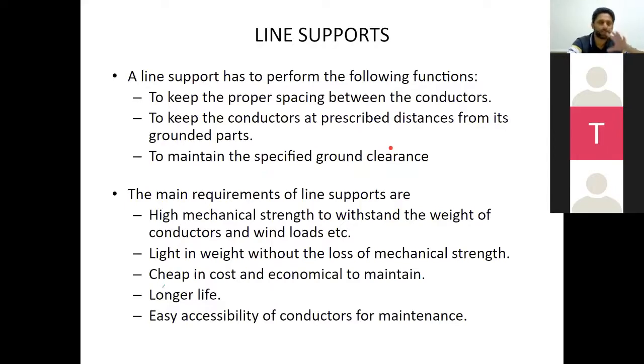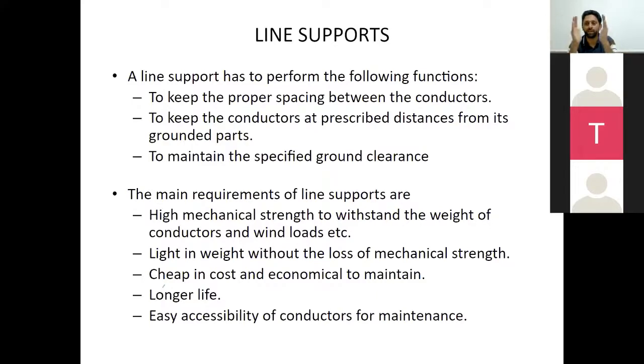I'm going a little bit fast because we have time limits. The second component is line support. We discussed it in the last class. Line support is the tower which provides the support. There are mainly three uses for line support. One is to keep proper spacing between the conductors. You know the tower shape. There will be a tower and there will be arms like this. So this arm provides the distance between the lines: one line will be on this side, the other line on this side. So there is a proper distance between the lines.